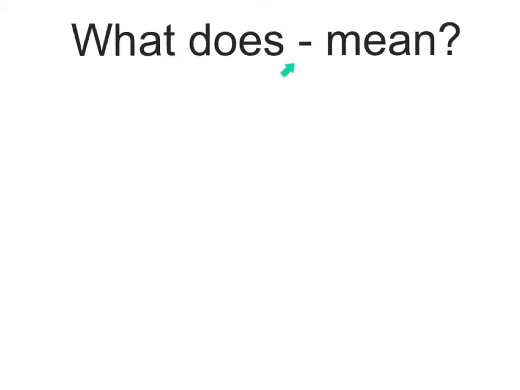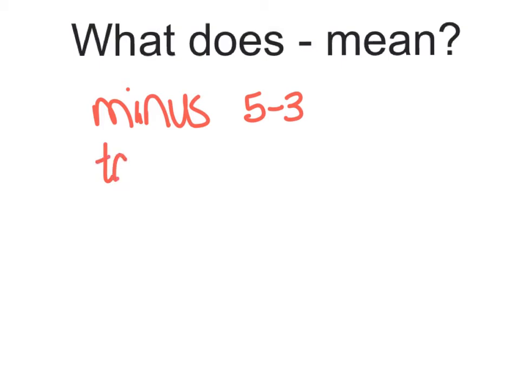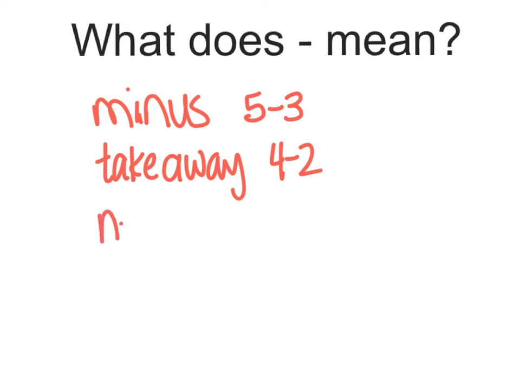Today we're looking at this symbol right here. That symbol goes by a couple of different words, or we refer to it a few different ways. Oftentimes we just read that as minus, like 5 minus 3. We can also use that when we're talking about taking something away. So you might say 4 take away 2. Again, that's using subtraction. We see that symbol when we're learning about negative numbers, so you could read that as a negative sign.